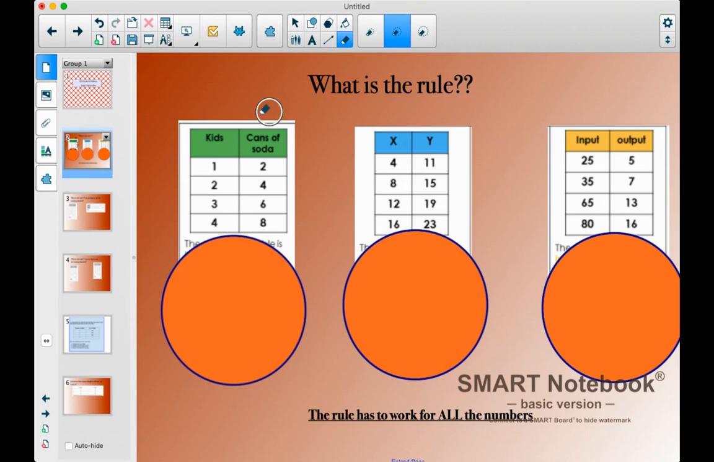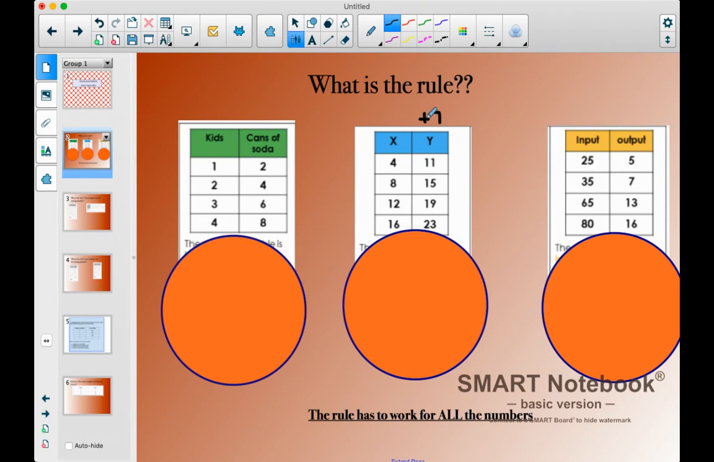So let's look at another one to see if we can figure out what the rule is. If we look at this second one, this one looks like it's going to be a little bit different. I know it's not going to be multiplication because 4 times nothing is 11, but how can I get from 4 to 11? If I add 4 plus 7, I get to 11. So I want to see if this rule works for all of the numbers in the chart.